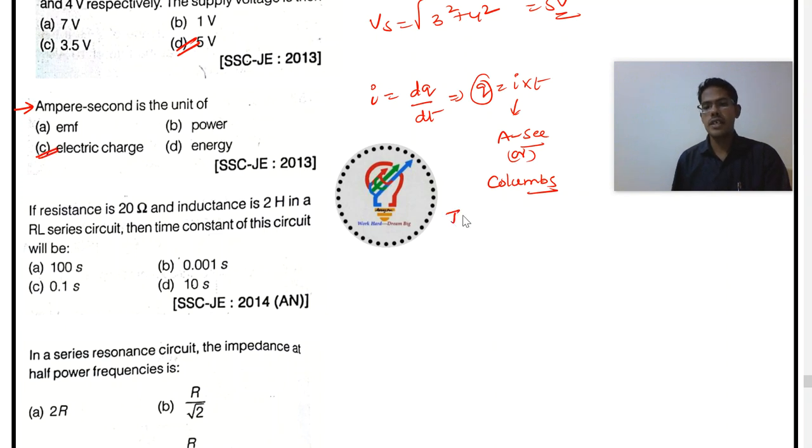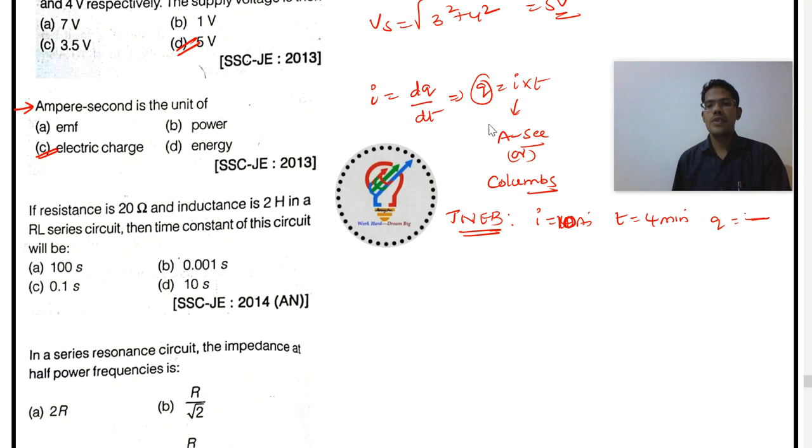So recently in the TNEB exam, a question was asked on this. The question asked in TNEB is: if the current is say 10 amperes, and the time is 4 minutes, what is the value of Q here?